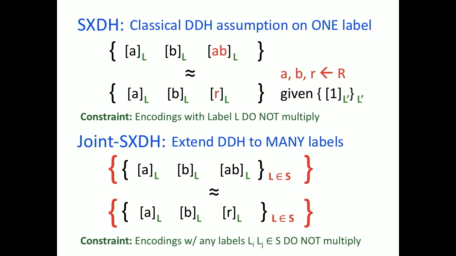Any questions about this assumption? Okay, great. So that's it. This is the assumption that we use. As mentioned, our assumption will work over graded encodings with constant degree and a constant number of labels. So everything is constant.